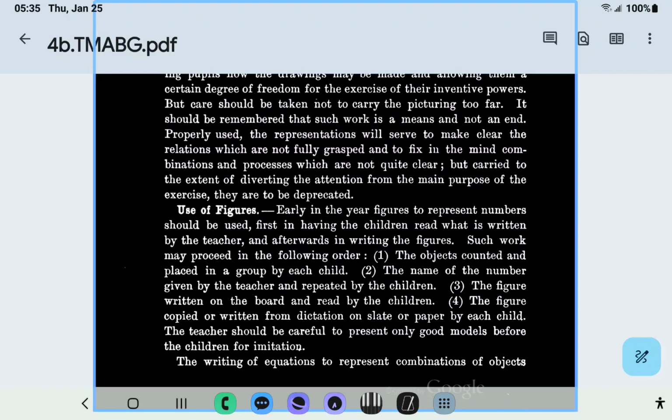Use of figures. Early in the year, figures to represent numbers should be used first in having the children read what is written by the teacher, and afterwards in writing the figures. Such work may proceed in the following order.